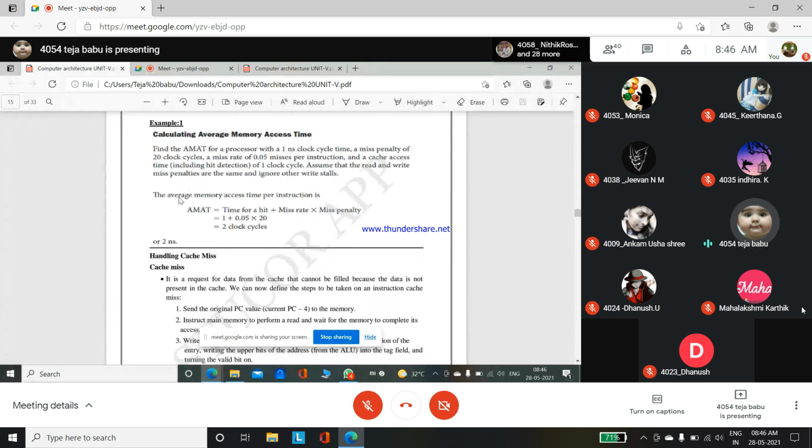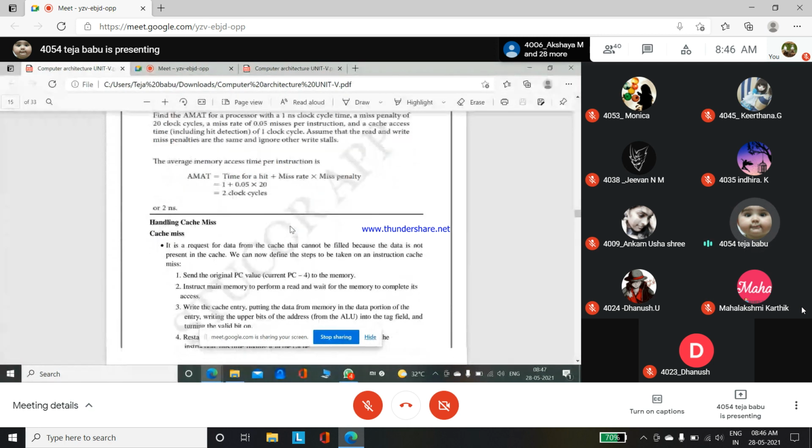So let's see the solution. The average memory access time per instruction is AMAT. The formula is time for a hit plus miss rate times miss penalty. What is the hit time here? 1 clock cycle, so 1 plus the miss rate, which they gave as 0.05 misses per instruction, so 0.05 times the miss penalty, 20 clock cycles. After doing the calculation, 1 plus 0.05 times 20, we get an answer of 2 clock cycles. So the average memory access time per instruction is 2 clock cycles.